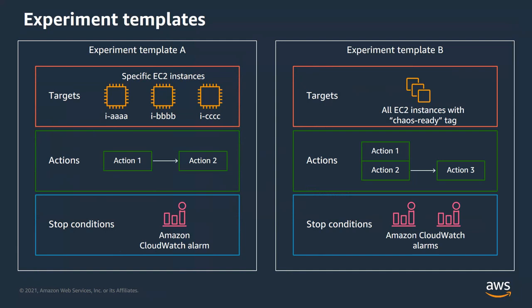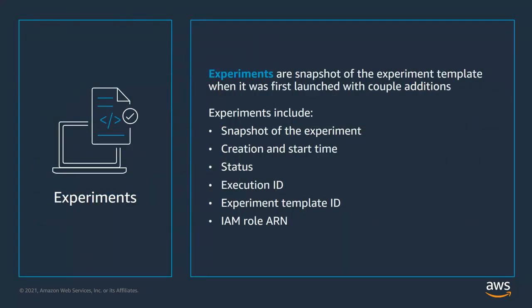The experiment was the last part of AWS FIS that I wanted to point out, and that is simply a snapshot of the experiment template when it was launched. So look at this as the history of your experiment, the execution of that experiment. So it adds some additional information, the creation start time, and the status, the execution ID, and so on.